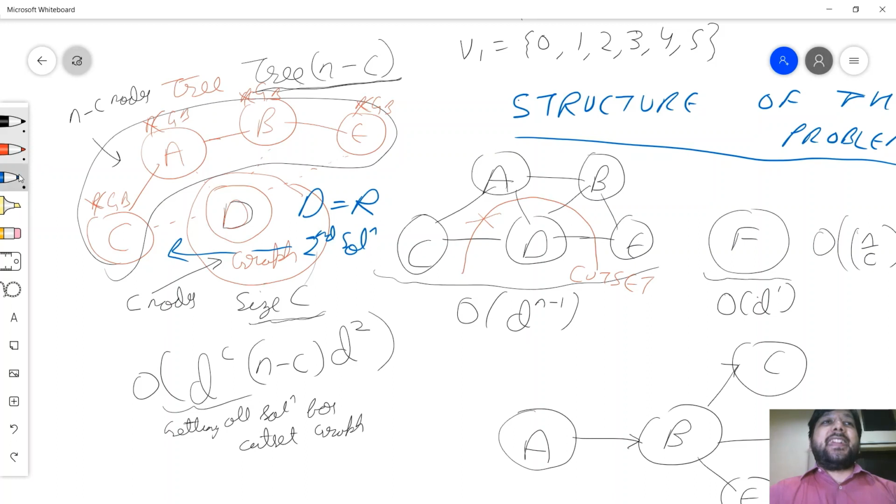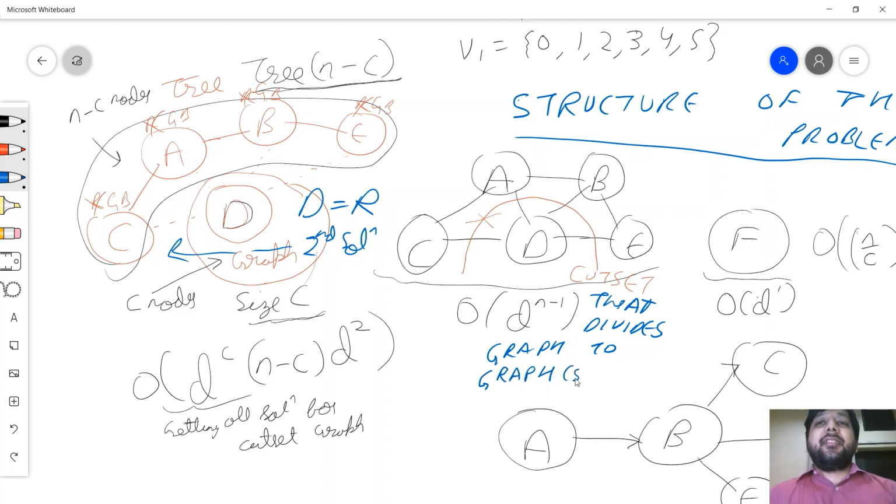So I append that over here: cut set that divides graph to graph of minimum size plus a tree of maximum size.